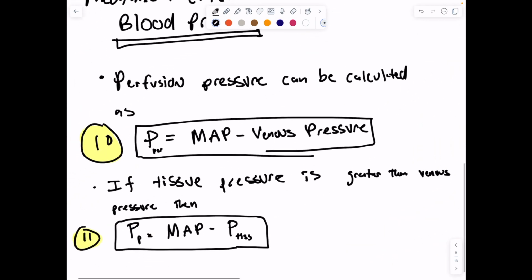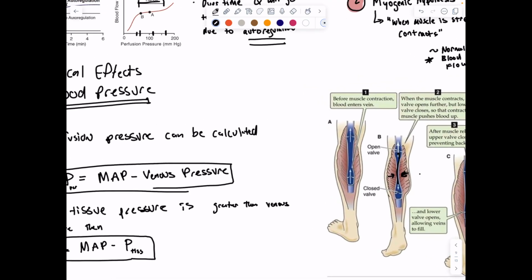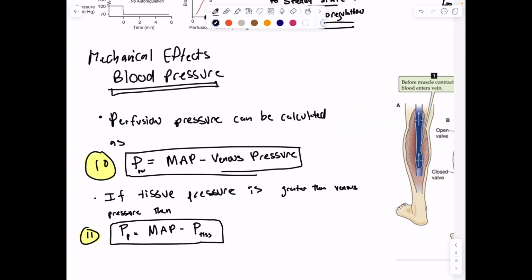All right, so mechanical effects of blood pressure. Perfusion pressure, which we said again is the pressure gradient across the tissue, can be calculated as mean arterial pressure minus the venous pressure. And then if the tissue pressure is greater than the venous pressure, say tissue pressure due to muscle contracting, as in here, then perfusion pressure is equal to the mean arterial pressure minus the tissue pressure.